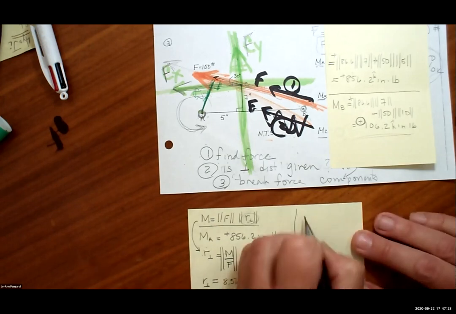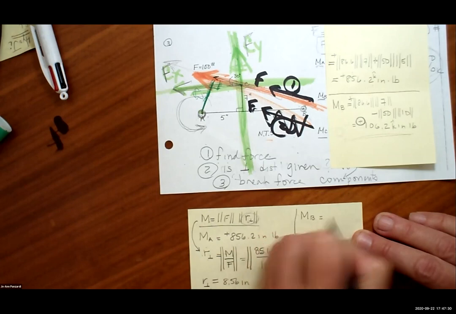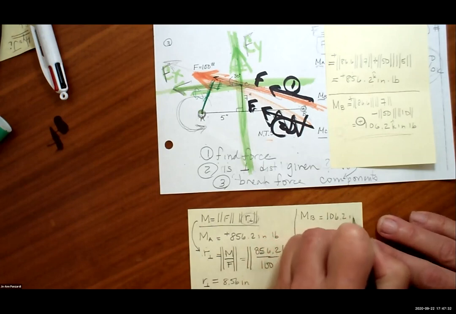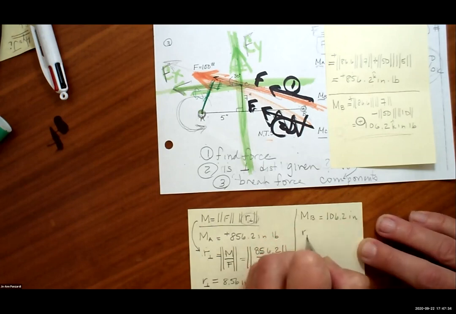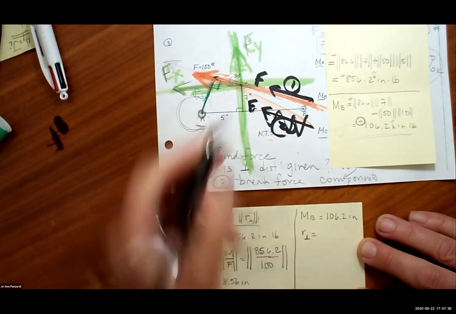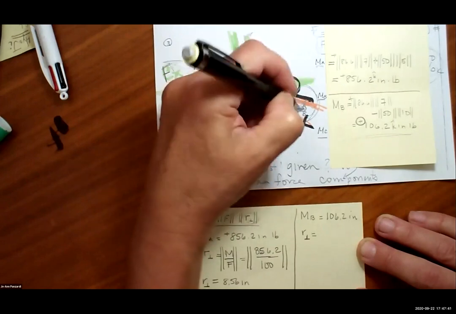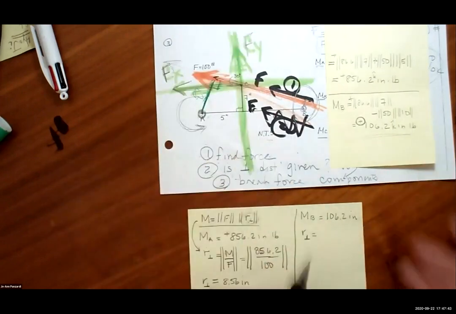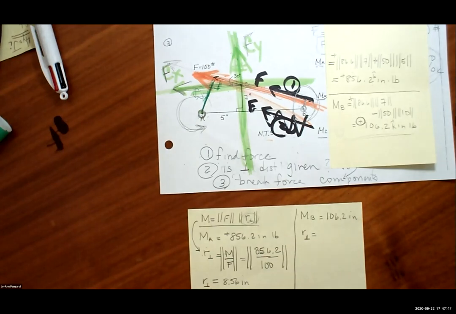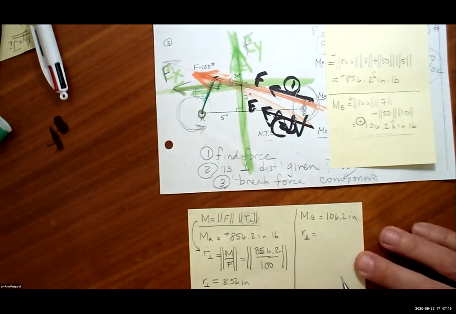So let's do the other one. The moment about B I know is 106.2 inch-pounds. If I want to find the perpendicular distance here between the force and the point, Miles, how would I calculate that perpendicular distance?